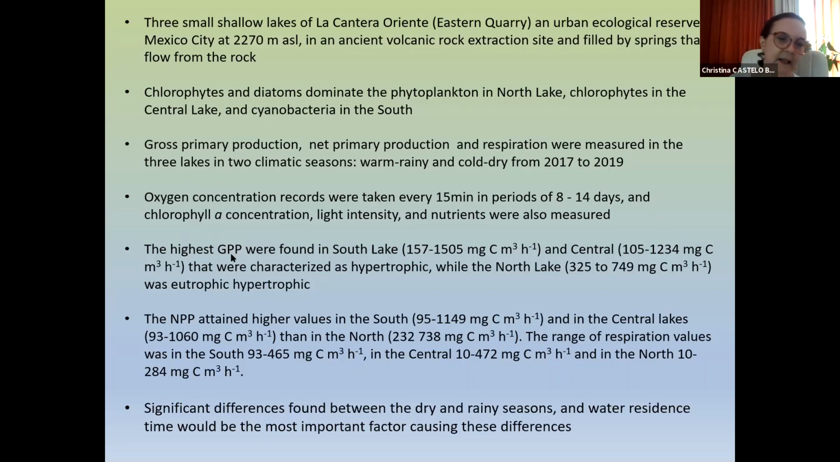The highest gross primary production was found in South Lake and Central Lake, which were characterized as hypertrophic, while the North Lake, at a level a bit less, was eutrophic. The net primary production attained higher values in the south and in the central lakes than in the north.